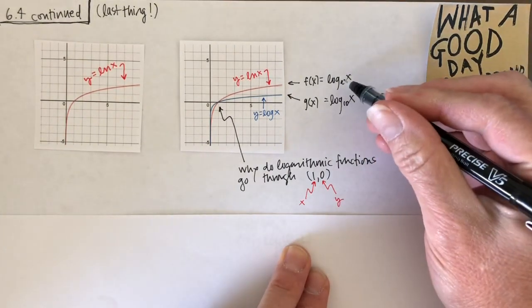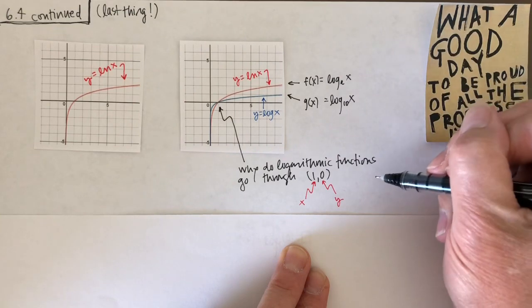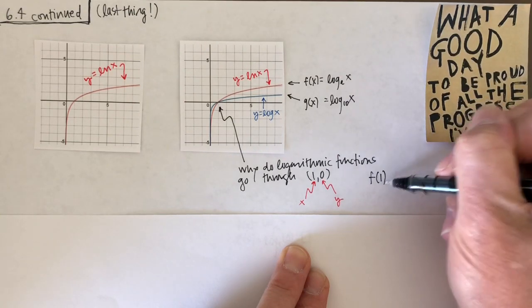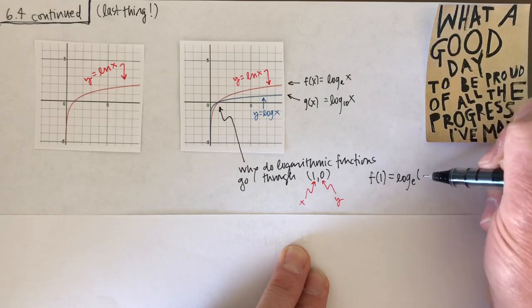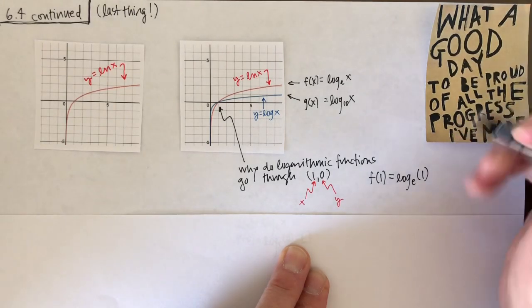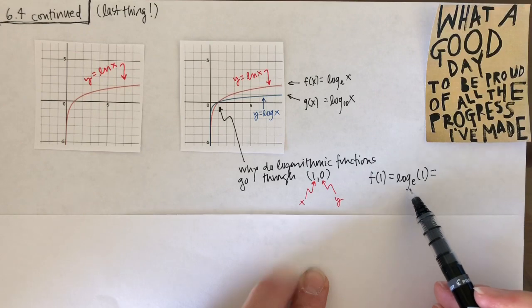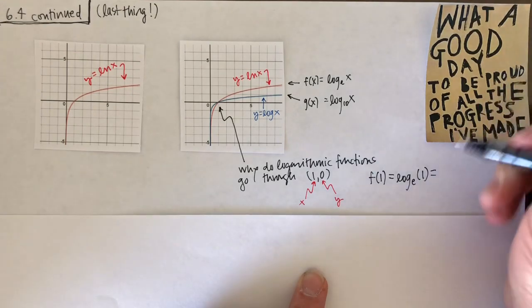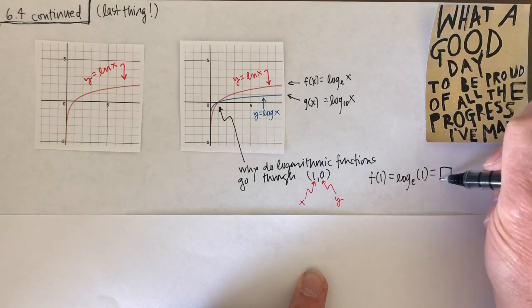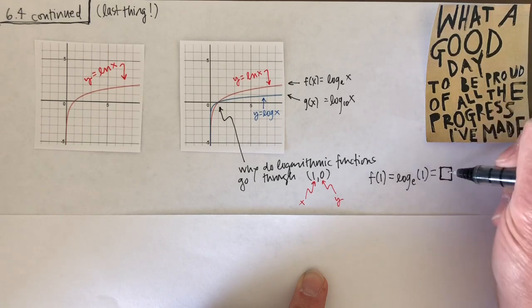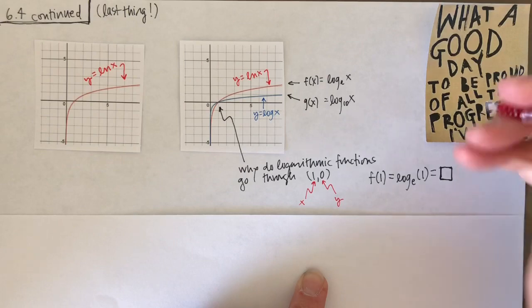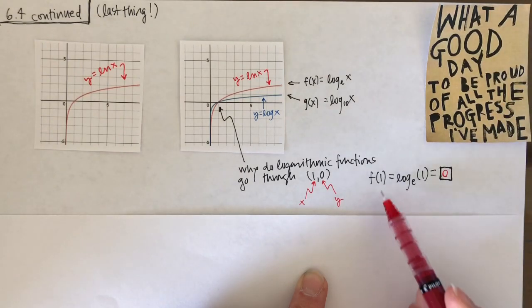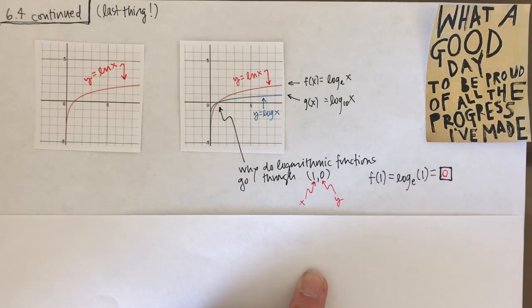So let's look at this first function, log to the base e of x. If we put in 1 for x to log to the base e of x, evaluating this logarithm, log to the base e of 1 equals a number that when I raise e to that number, I'll get 1. E to what power equals 1? It's 0. So when my input is 1, my output is 0.